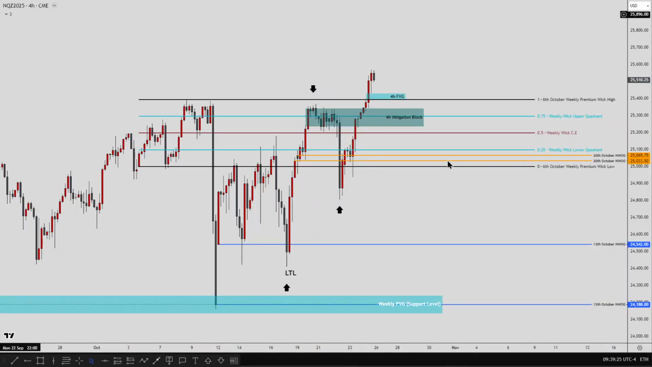So here on the 4-hour on the Nasdaq, you'll see that we're still using similar support levels from last week's weekly outlook in terms of this weekly fair value gap. We still have that Trump's new week opening gap. Last week's new week opening gap isn't new, and we have the 6th of October's premium wick levels from that weekly wick. We'll talk about these quadrants in a moment. For now, I want to just quickly talk about this mitigation block.